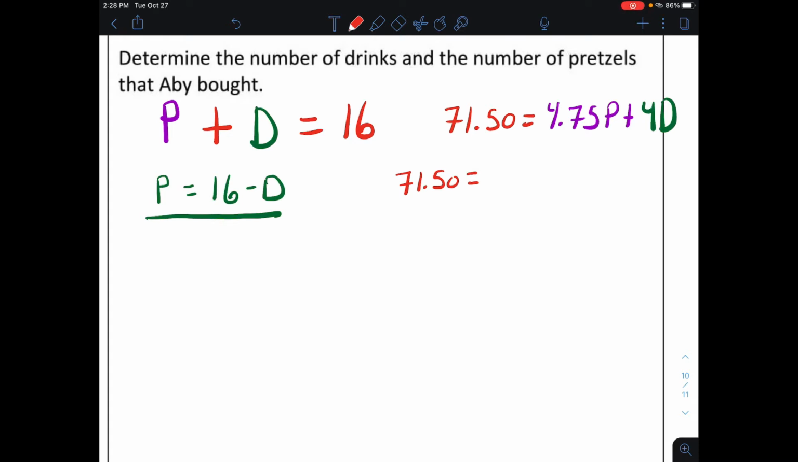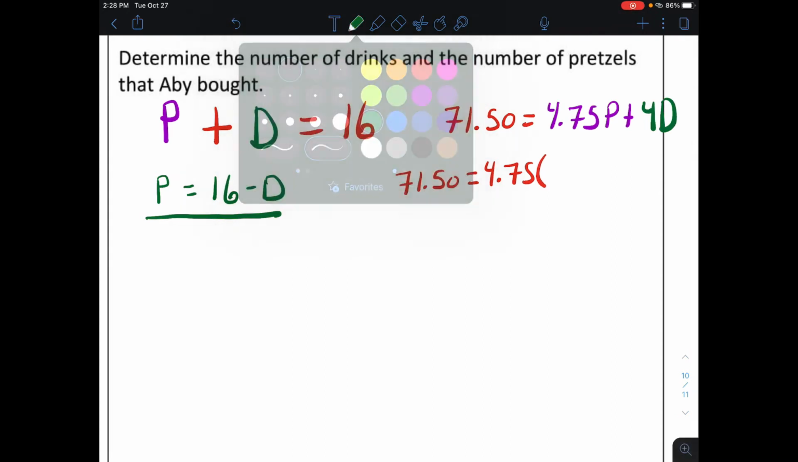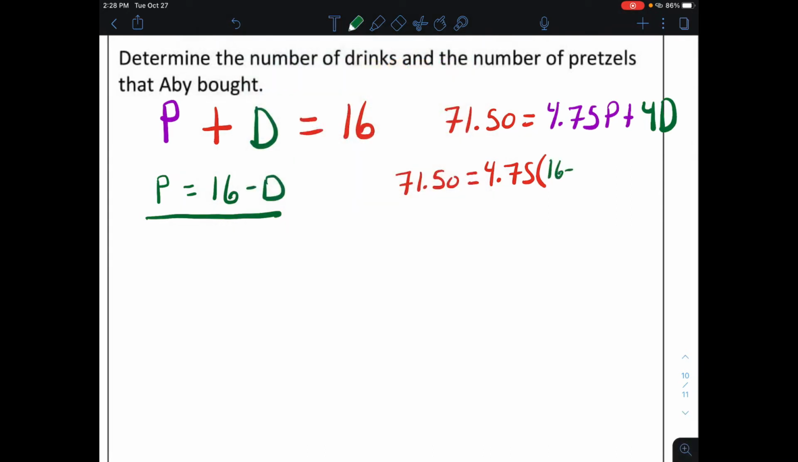But when I get to P, I'm going to input our equation. So our equation of 16 minus d is going there, and then we continue to write everything else. So that way we perform substitution. Now our equation's only in terms of one variable, and then we work our way to solve.